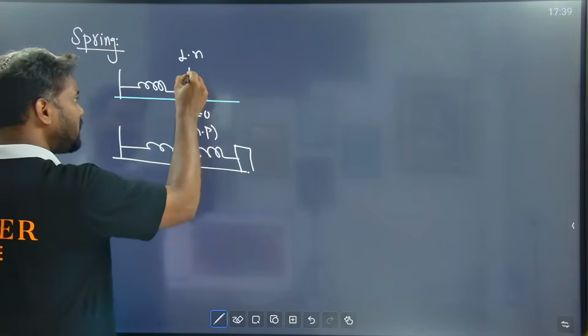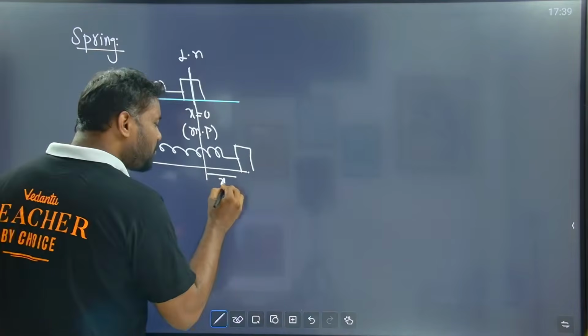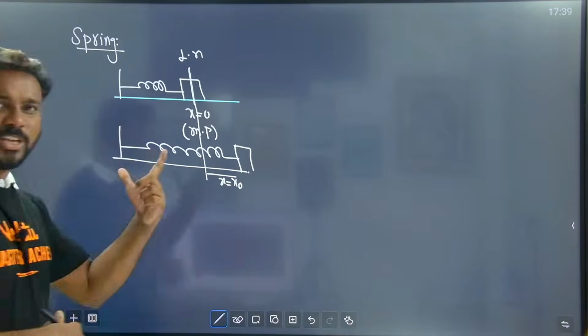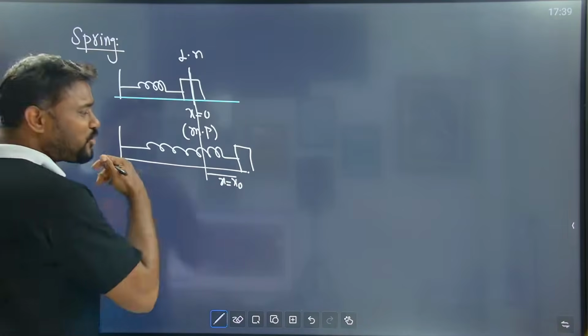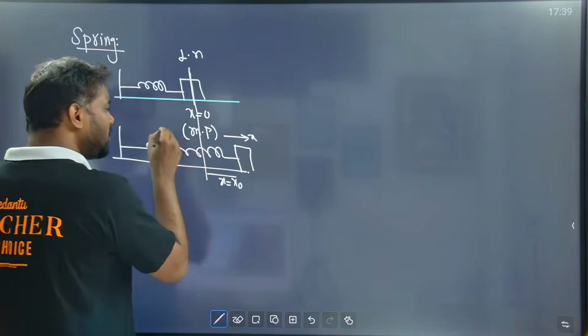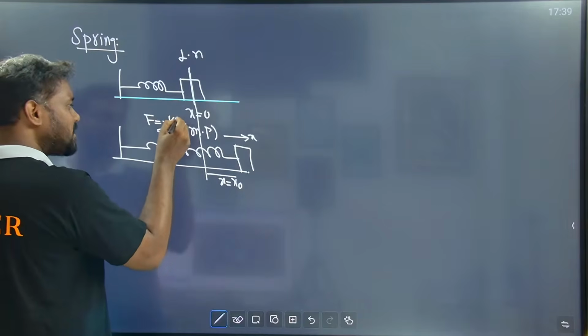Actually this point is the mean position. At the extended point, the displacement is x, from the point x equal to 0. Now the restoring force acts in the direction opposite to the displacement: minus k into x.